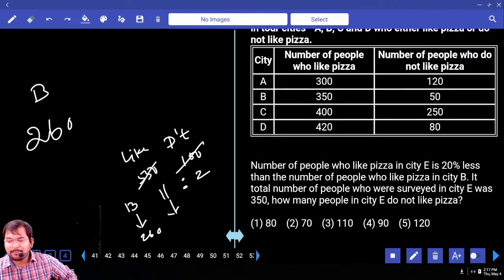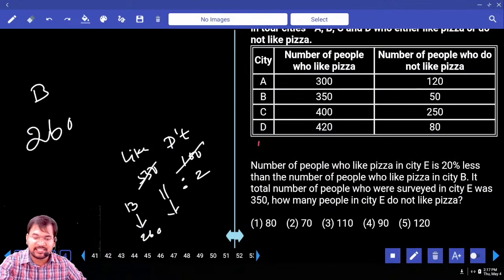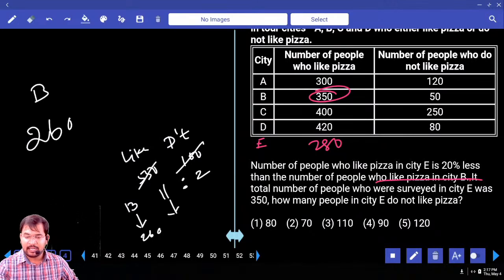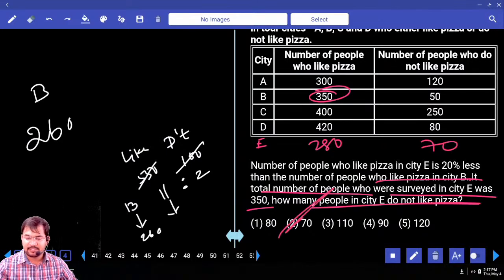The number of people who like pizza in city E, talking about city E, the new city, is 20% less than the number of people who like pizza in city B. City B who like pizza, 350. 20% less is nothing but 70 less. 70 less is nothing but 280. The total number of people surveyed in city E is 350. The remaining, who do not like pizza, is 70. Total is 350. 280 like, remaining 70 do not like.